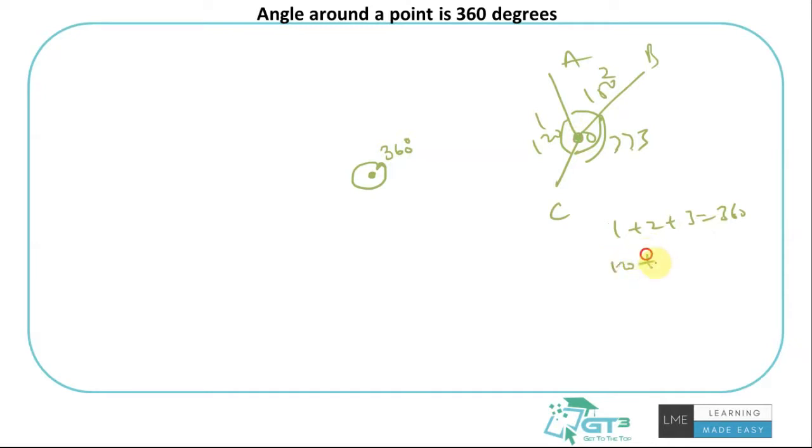So 120 plus 150 plus whatever the angle 3 is, which I need to find. So this is 270, that basically goes that side. 360 minus 270 is 90. So this has to be 90.